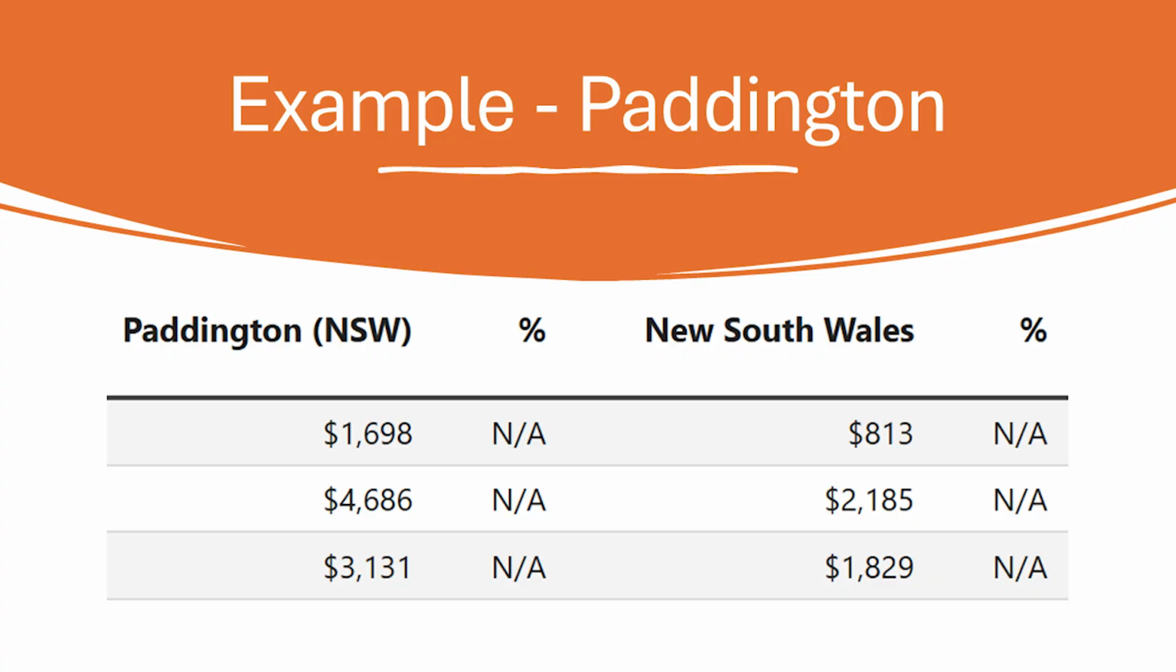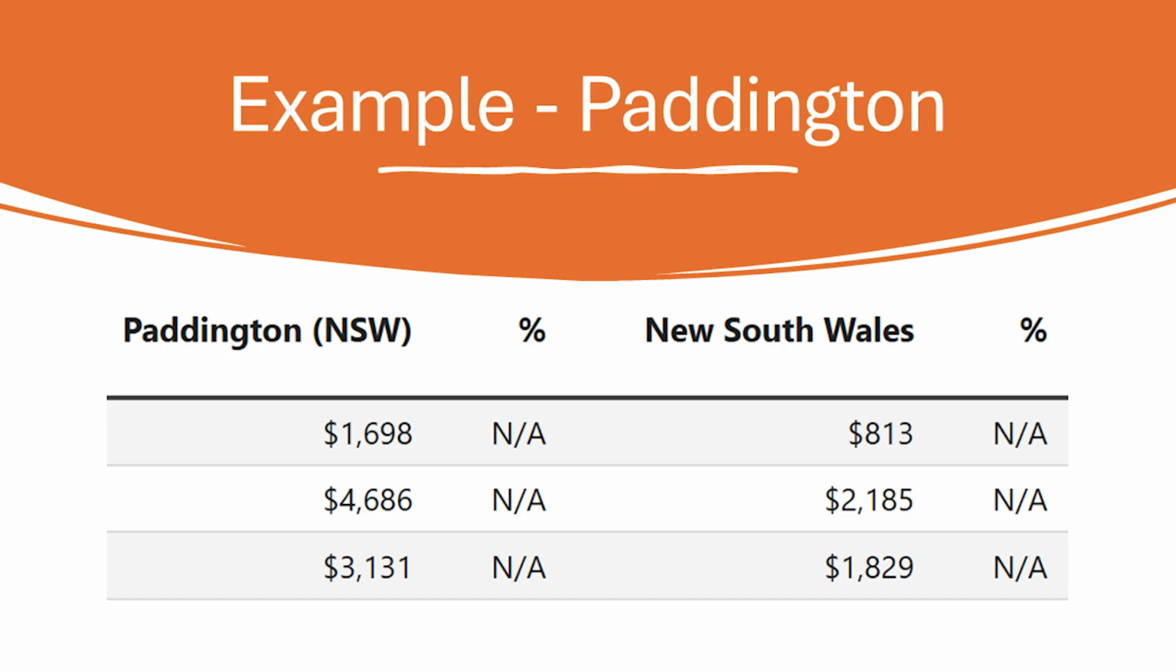But look, probably the best example I can give someone is probably Paddington in Sydney in New South Wales. So you'll see here, it goes basically personal, family, then household income. But look, if you just look at personal income there, you'll see $16.98 per week compared to the state average at $18.13 a week. So it's more than double the state average, and New South Wales is one of the higher earning states in Australia. So that's really good then.